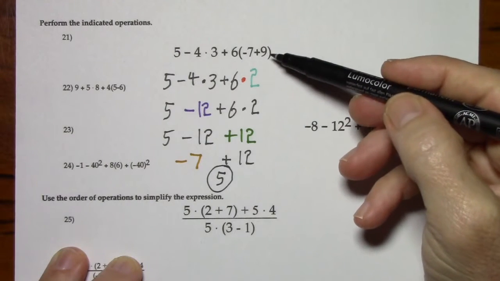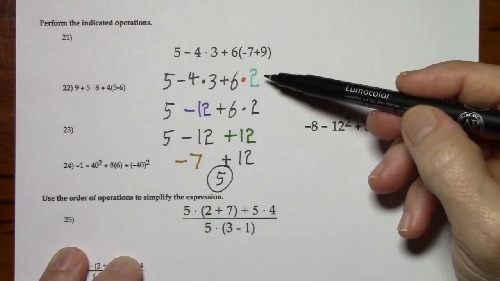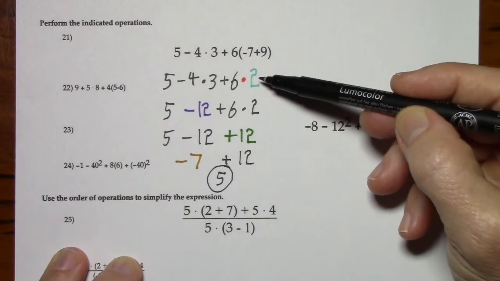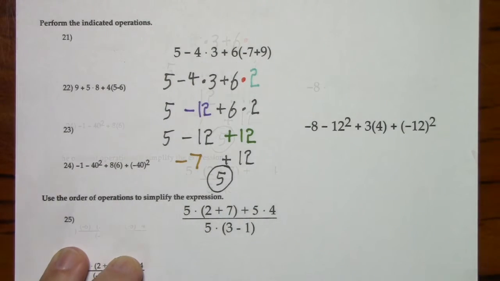Again, this problem could have been done in fewer steps. I just want to caution you, if you're unsure at all, just do one step per line and bring everything down that you haven't used.